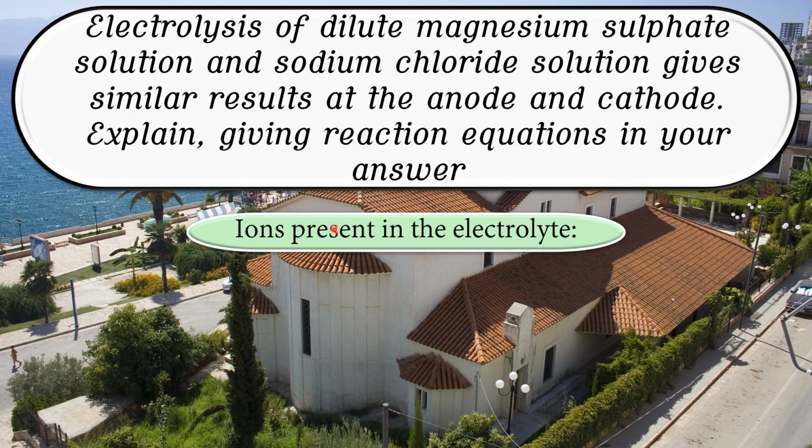Now, the first thing that we need to find out is, what are the ions that are in the electrolytes? What are our electrolytes? The first electrolyte we have is magnesium sulfate, and then we have also sodium chloride solution. And previously, our electrolyte was sulfuric acid. So we want to find out those ions.